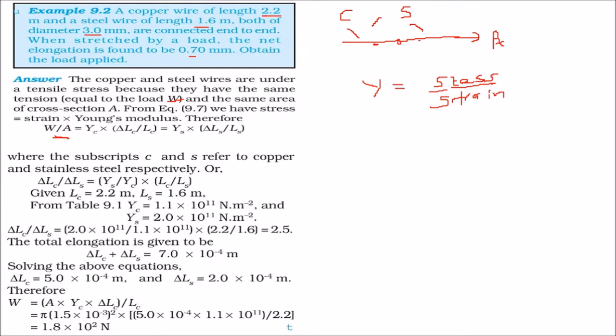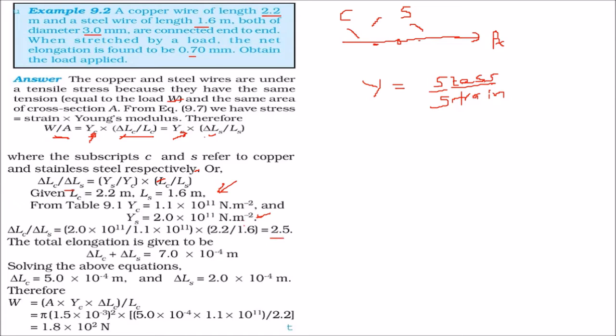Stress is W by A, Young modulus is YC, strain is delta LC by LC. This C is for copper, and same thing we have done for the steel. So we can just equate these two. When we equate these two, we can get delta LC by delta LS. We'll take this and this on one side, others on the right hand side, and we know the values. LC we know, LS we know, and from the table we can always find out the Young modulus of C and S. So we'll put this value and we find out this delta LC by delta LS as 2.5.